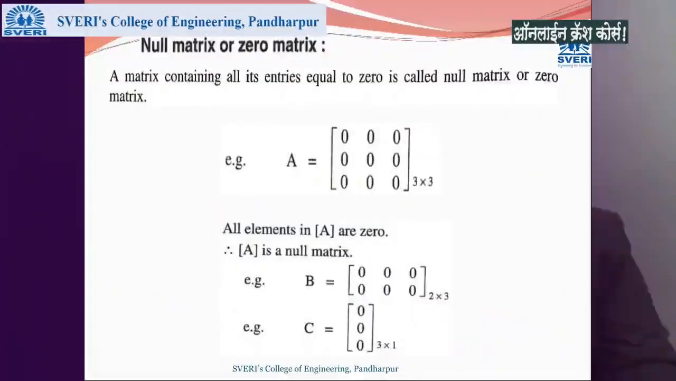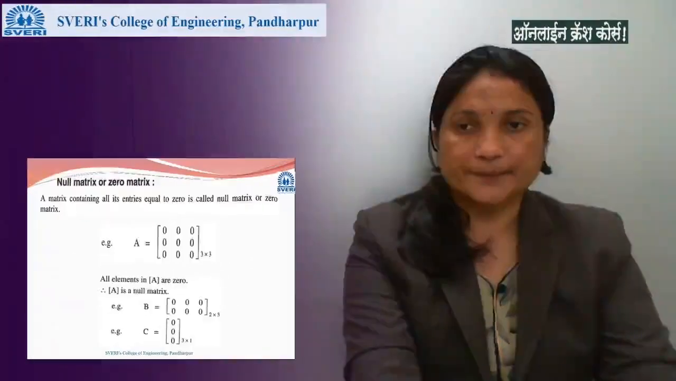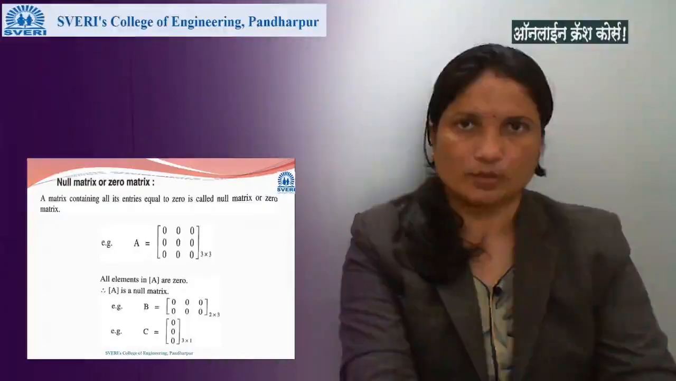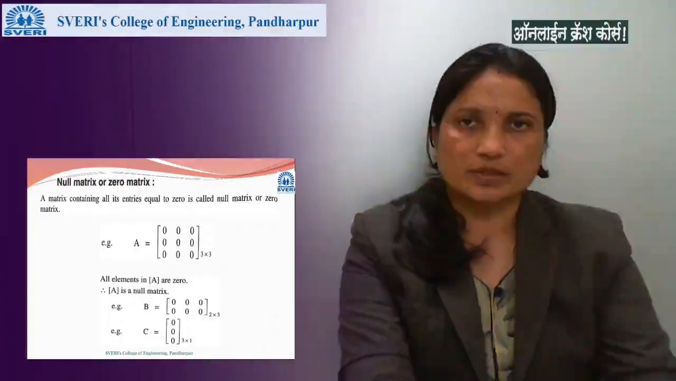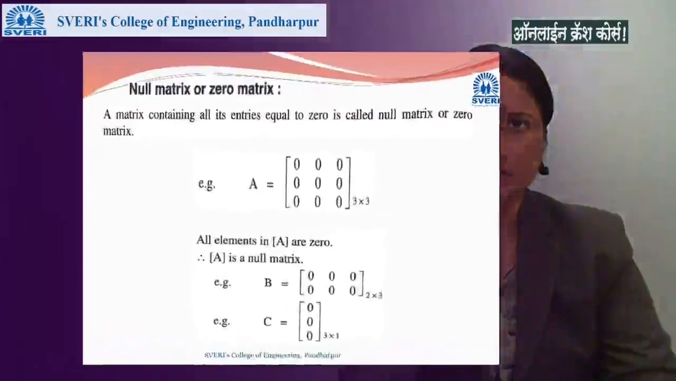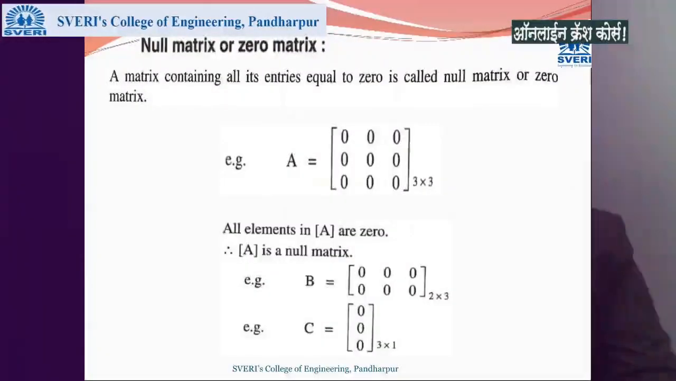Now null or zero matrix. A matrix containing all its entries equal to 0 is called a null matrix or zero matrix. Means a matrix in which there are only 0 elements is known as a zero matrix. Look at this: matrix A with order 3 by 3, matrix B with order 2 by 3 and matrix C with order 3 by 1. All elements in matrix A as well as in matrix B and C are 0. So these given matrices are zero matrices or null matrices.